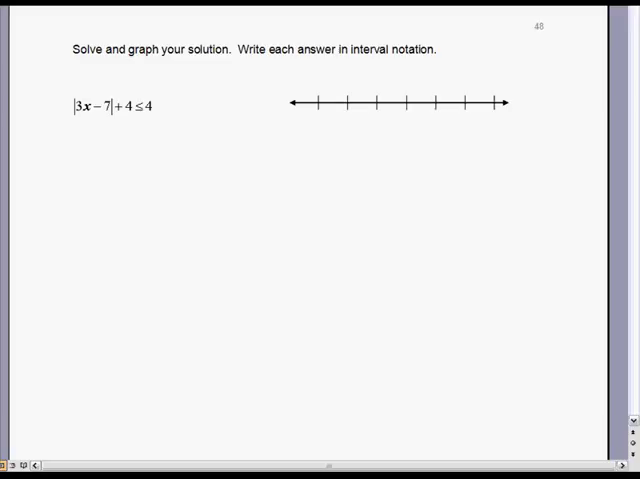Solve and graph your solution. Write each answer in interval notation. With this absolute value inequality, we notice there is something outside the bars. And our first job is always to isolate the bars before we attempt to clear them.